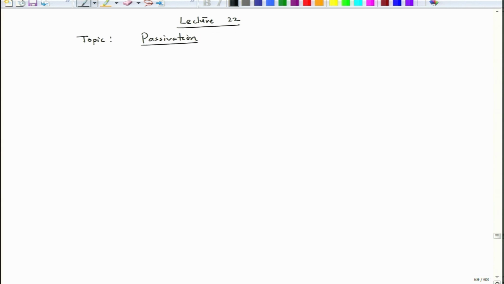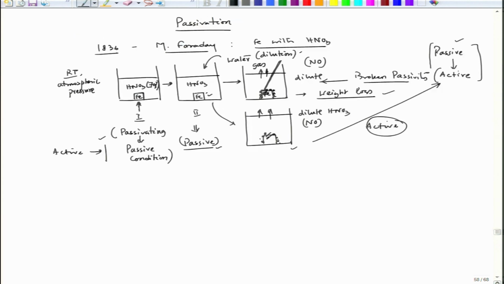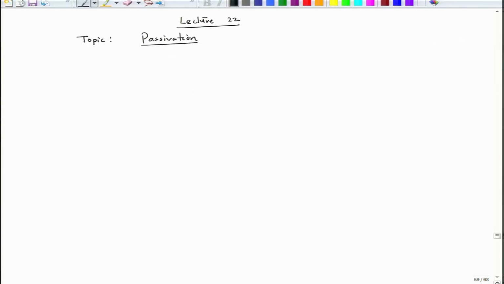Passivation. We started our discussion on passivation in the later part of the last lecture, where we discussed the very experiment that the great Faraday did. That means iron with HNO3 solution. You can have a strong solution and a dilute solution, and then we could see that there is a transition from active to passive as well as passive to active because of some actions taken on that. So, we could introduce the passivity.